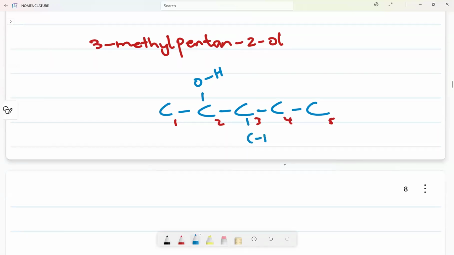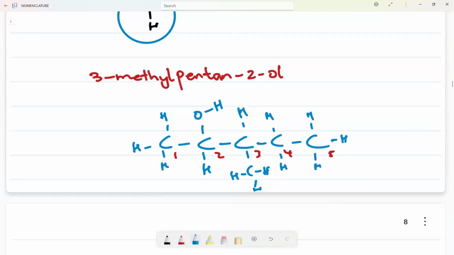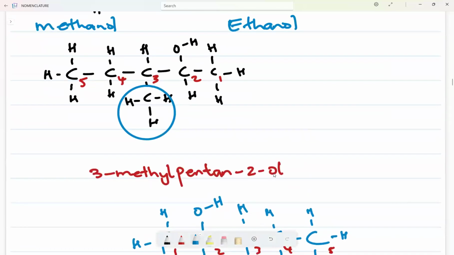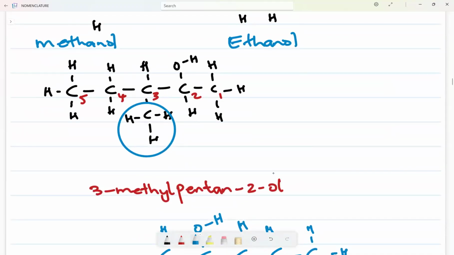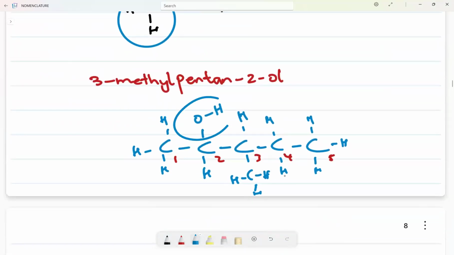A methyl. I have a what? A methyl. Oh, okay. Then the rest will be what? Hydrogen, hydrogen, hydrogen, hydrogen, hydrogen, hydrogen, hydrogen, hydrogen, and hydrogen. Oh, is this the same as that one? No. Why? Here we had the OH on the right hand side, but on this one, why do I have the OH on the left hand side?